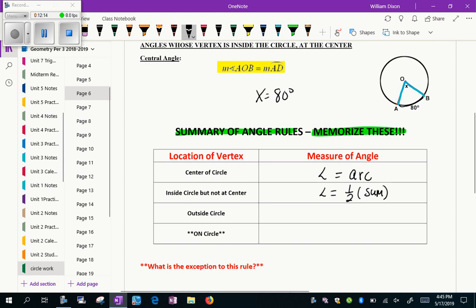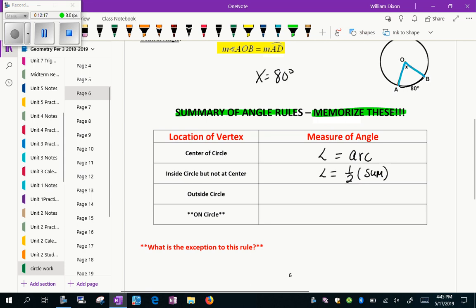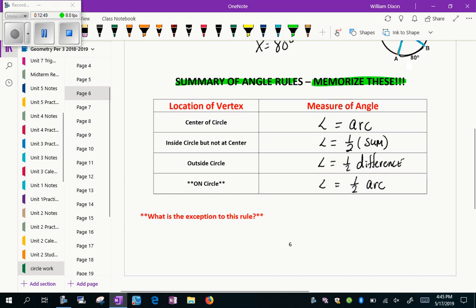If you have a vertex that's outside of the circle, and we looked at quite a few of those, the angle measure equals 1/2 the difference. And then the last one, if the vertex is on the circle, that's inscribed, 1/2 the arc. All right, there is an exception to the rule. We will talk about that during class.